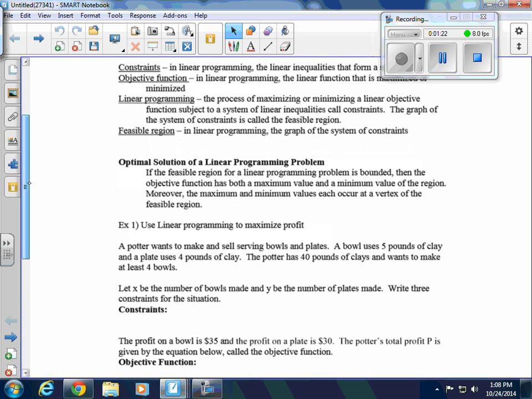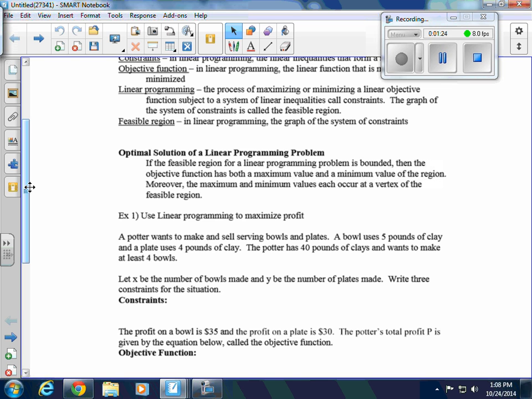When we talk about the optimal solution of a linear programming problem, it says if the feasible region for a linear programming problem is bounded, then the objective function has both a maximum value and a minimum value on the region. The maximum and minimum values each occur at one of the vertices.